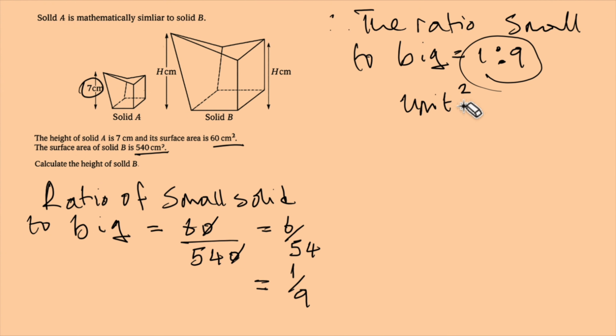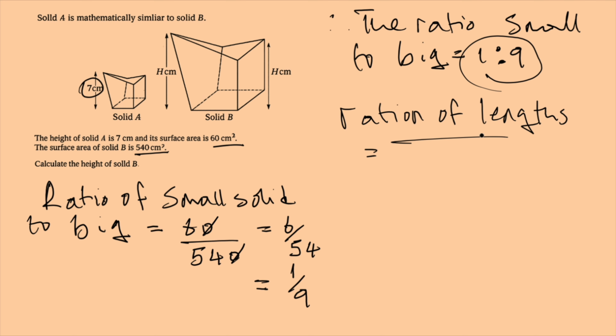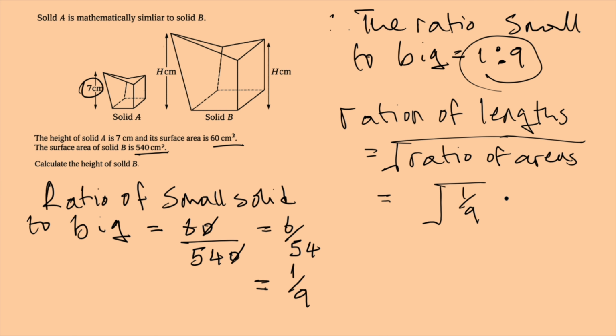For us to be able to find the ratio of the unit length, we have to find the square root of the ratio of the area. So the ratio of lengths is equal to the square root of the ratio of areas, or surface area. That means this should be equal to the square root of 1/9. And when you find the square root of 1/9, what we will have is 1/3. So therefore, this ratio is equal to 1:3. That is what it means.